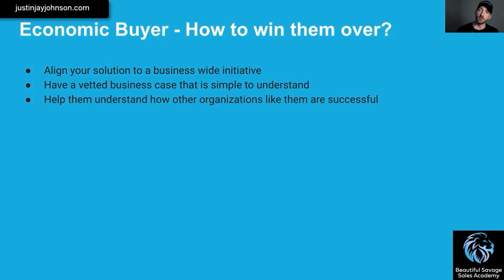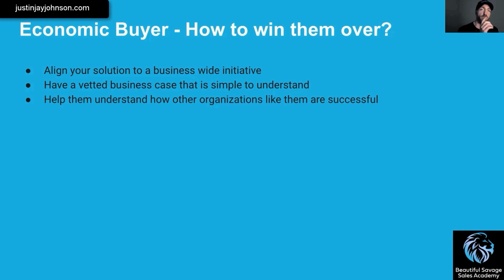Next is help them understand how other organizations like them are successful. So when I'm an economic buyer, I'm going to be more risk averse because my decisions have a massive impact on the organization. Because of that, anything that you could do to de-risk my decision-making process is going to make me more willing to make a decision faster.